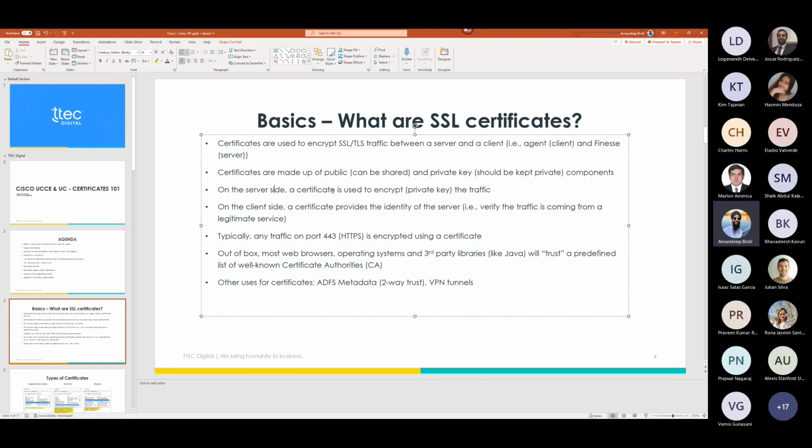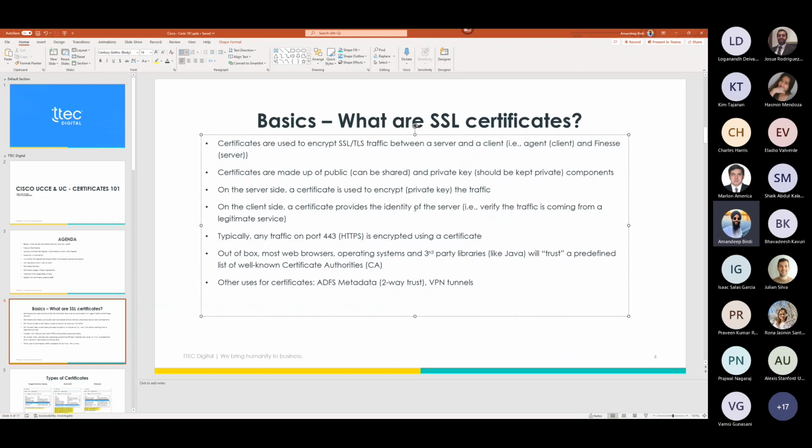So this is kind of what we touched on already, right? On the server side, a certificate is used to encrypt the traffic. So that's the private key portion of the cert, right? A cert, like I said, is made up of two components, a public and a private component. On the client side, it just provides the identity of the server. So we're just verifying that it's coming from a legitimate service, right?